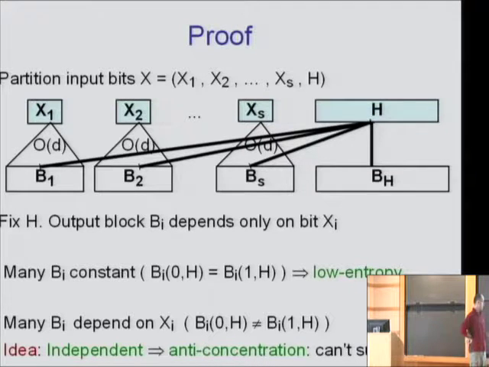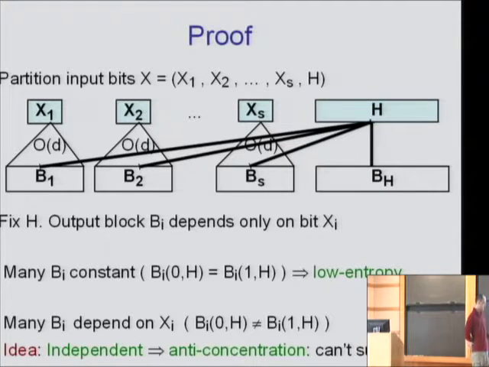And the point is that if you fix H, all that's left is a bunch of blocks, and each block just depends on one input bit. So two things can happen when I fix H. If I fix H and have a bunch of blocks which are constant, they don't depend on this bit anymore, then I wasted a lot of entropy. This is exactly where I'm using the bound on the input length, because I cannot waste bits, because I'm trying to hit a very high entropy distribution. So if many blocks are constant, this is a low entropy setting.